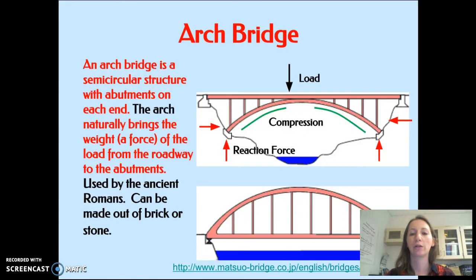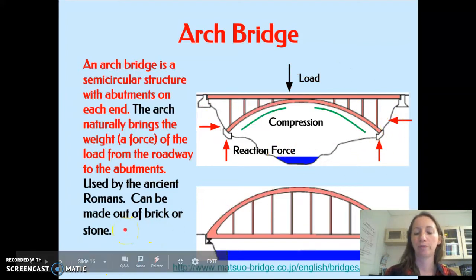All right, next one we're going to look at is an arch bridge. An arch bridge is a semicircular structure with abutments. Those are on the side. These would be the abutments here, on each end. The arch naturally brings the weight of the load from the roadway to the abutments. Because it's pressing down, it's going to be pushing out in these directions, compressing against the abutments. Okay, so you're going to want to draw a diagram of this. Here are the forces involved in an arch bridge.